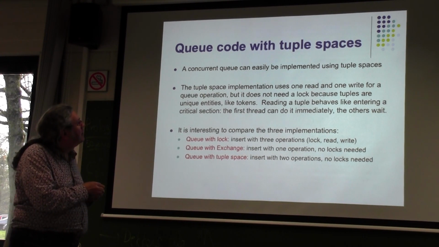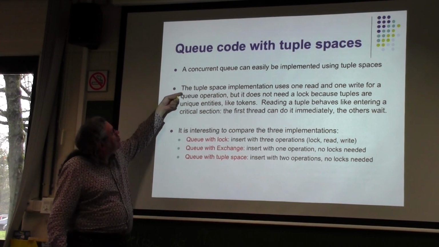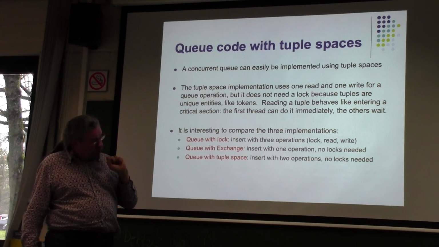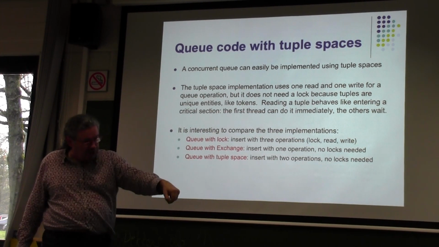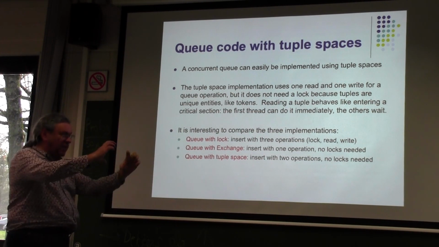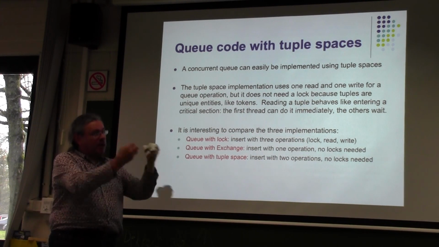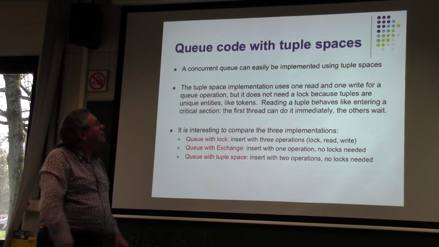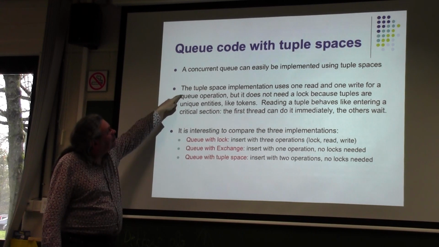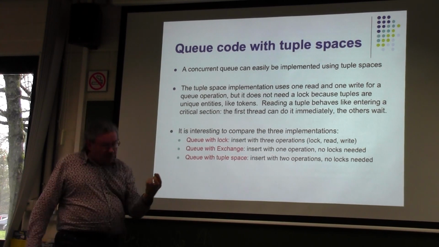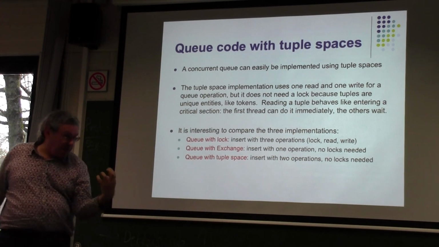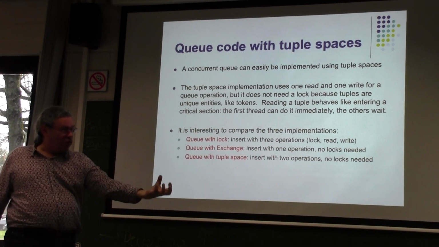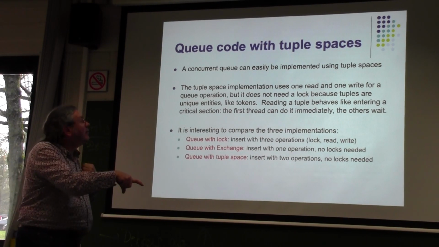Okay? But it doesn't need the tuple space. We will do a read and a write. So we put a tuple in, and we remove a tuple. So the queue state is in a tuple. We take it out, we update, and we put a new tuple in. But you don't need a lock, because tuples are things that exist. You put in a tuple, you have it. When you remove it, it's not there anymore.